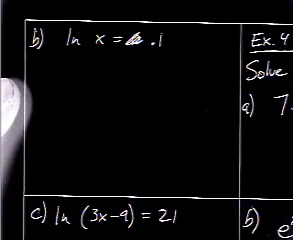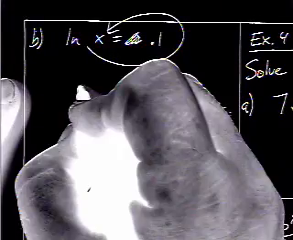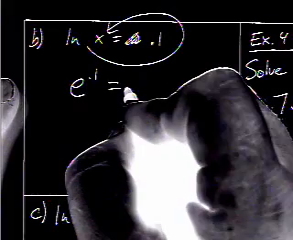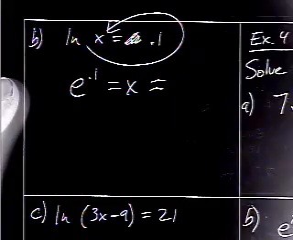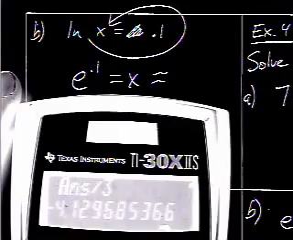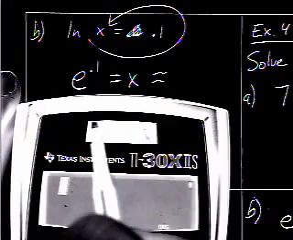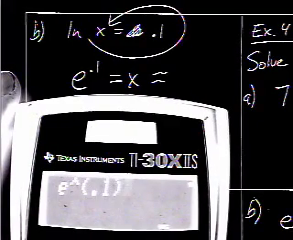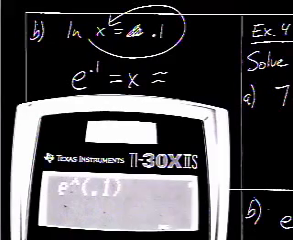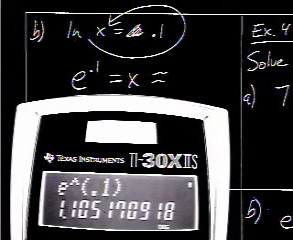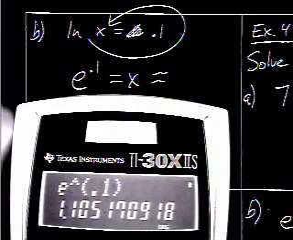Alright, so we've got the natural log of x equals 0.1. We're going to rewrite it since it's a single logarithm. We've got e to the 0.1 power equals x, which according to my machine, e to the 0.1 power is 1.105 approximately.